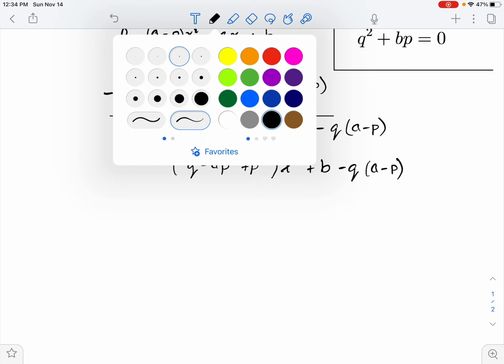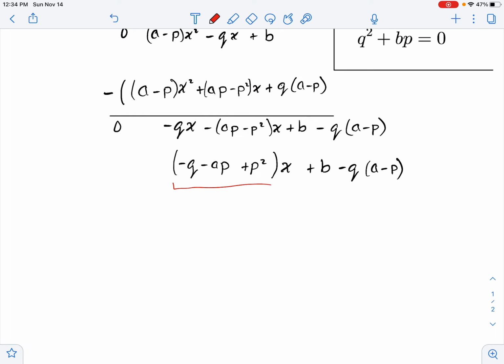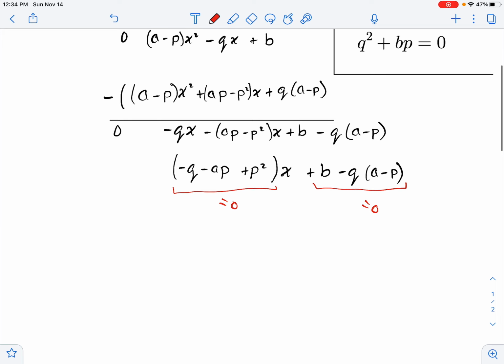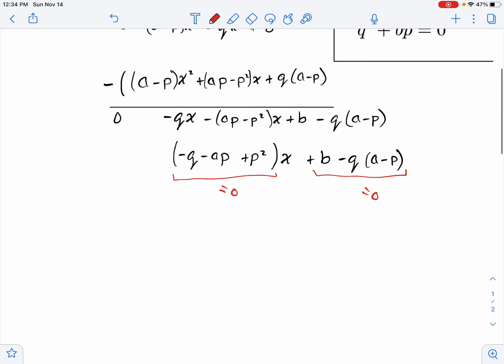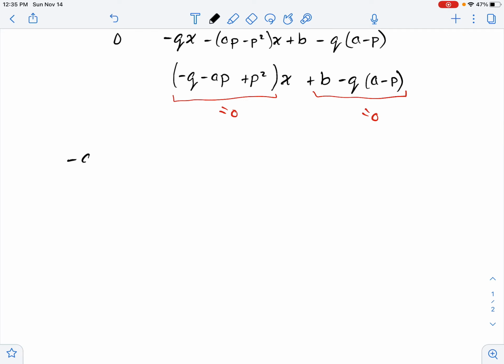That is what is left over. I remember that because it is a factor, this here, my coefficient of x, is equal to 0. And this here, my constant term, is also equal to 0, again because we are told that that quadratic is a factor of that cubic. So I can set up two equations. Minus q minus ap plus p squared is equal to 0. That is one equation. And b minus q on a minus p.